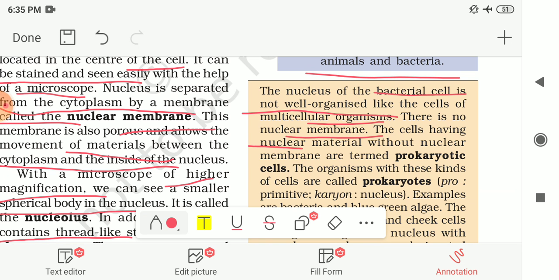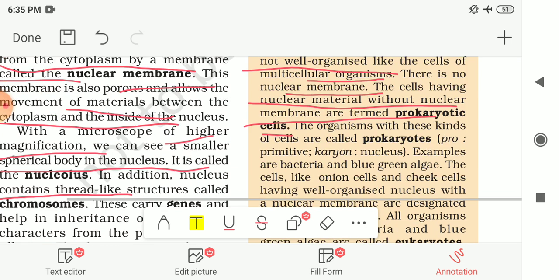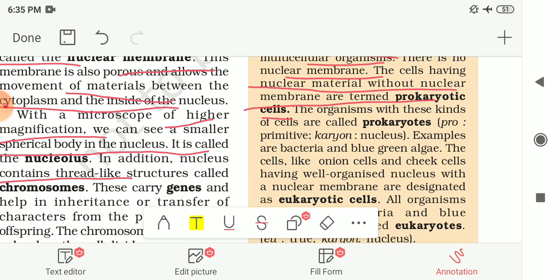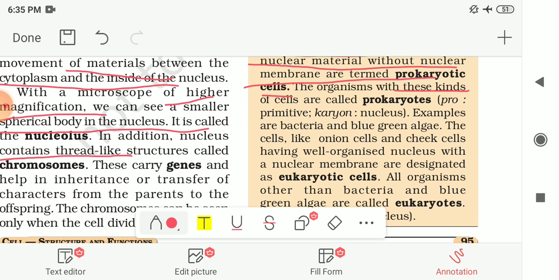The cells having nuclear material without a nuclear membrane are termed prokaryotic cells. So cells which do not have a nuclear membrane are known as prokaryotic cells, and organisms with these cells are known as prokaryotes. Pro means primitive or fundamental, and karyon means nucleus. Examples of such organisms are bacteria and blue-green algae, in which the nuclear membrane is not there.